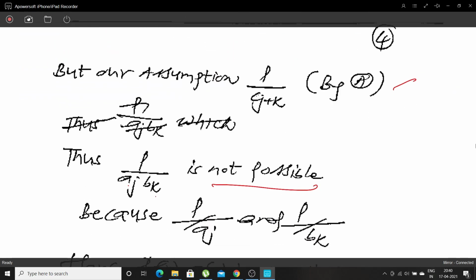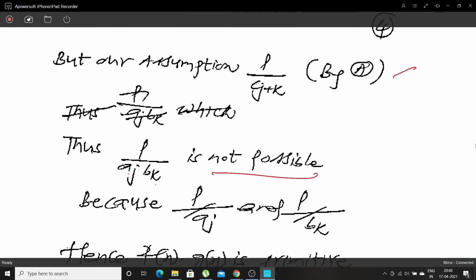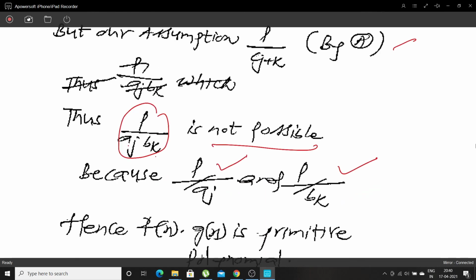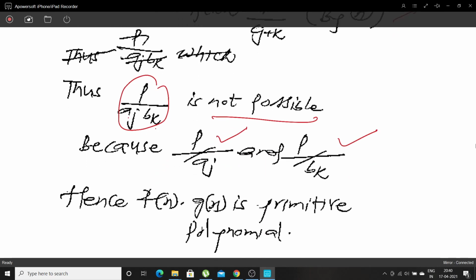Okay, what does it show? This shows that P does not divide Aj minus Bk. That means P divides Aj minus Bk is highly impossible, because P does not divide Aj and P does not divide Bk, which is a contradiction. Hence, the product of two primitive polynomials must be primitive.